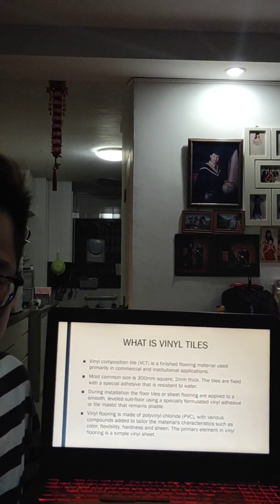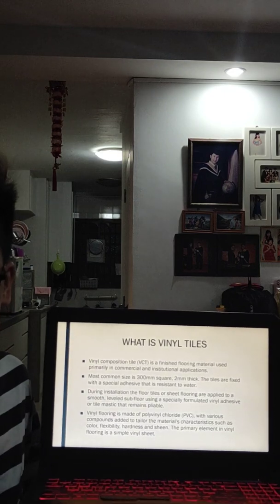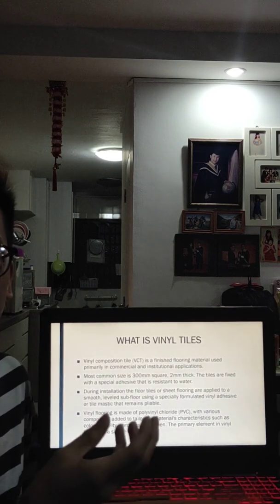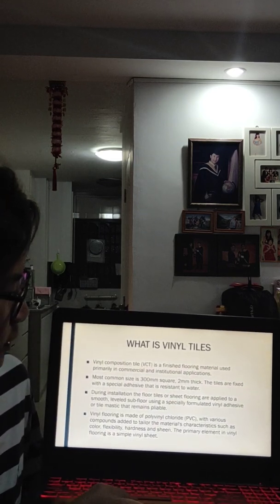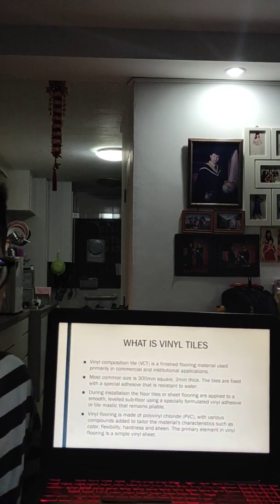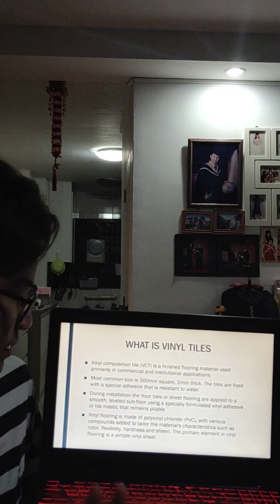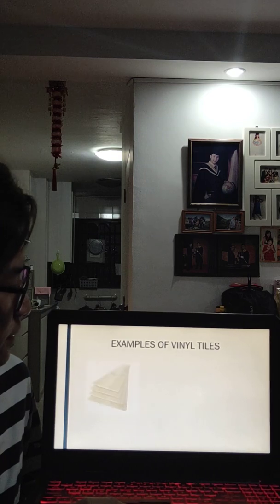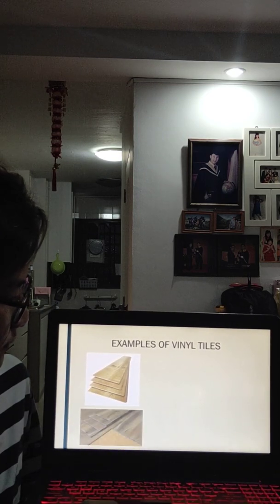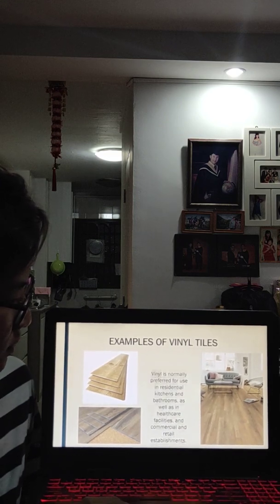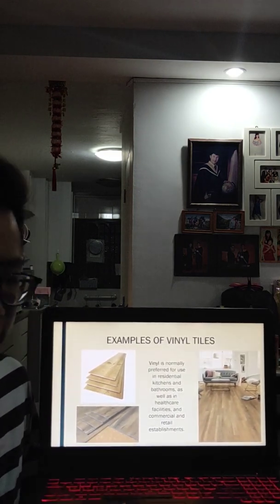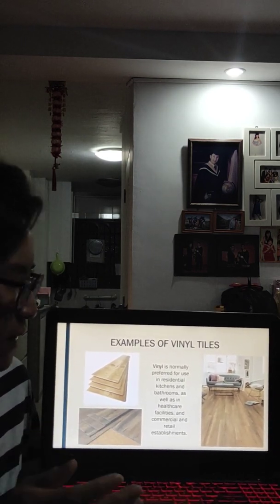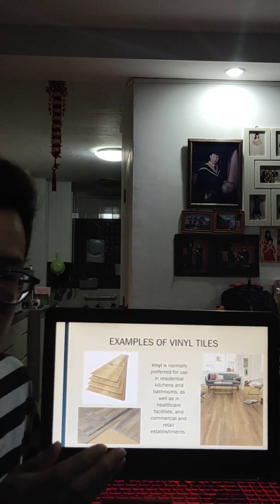So vinyl flooring is made with PVC and various kinds of components to adjust the material to what the customer needs. Of course the primary element is the vinyl flooring itself, the vinyl sheet. So these are the examples of vinyl tiles. Okay, so vinyl are normally preferred for use in residential, kitchen and bathroom, as well as in healthcare facilities and commercial and retail establishments.